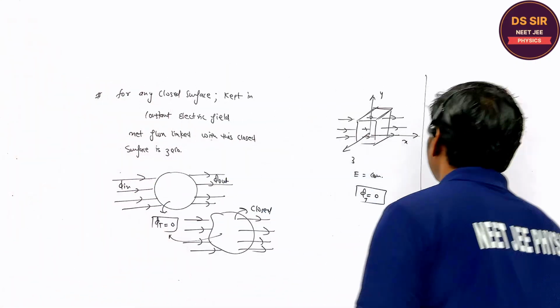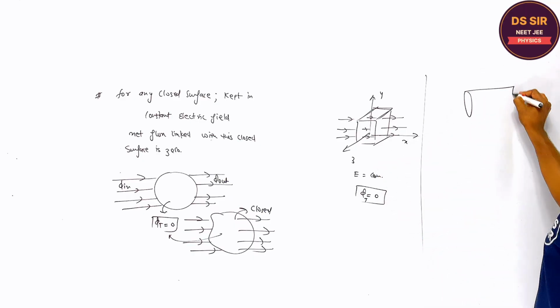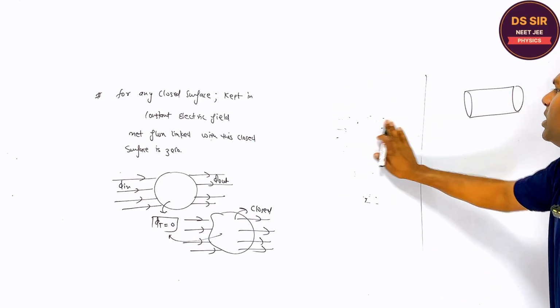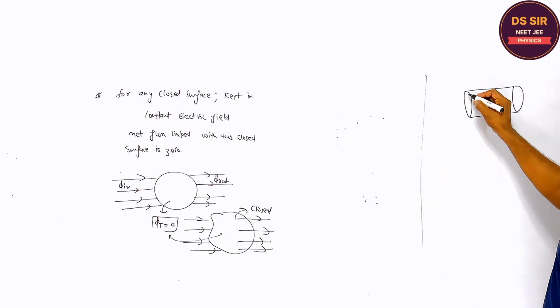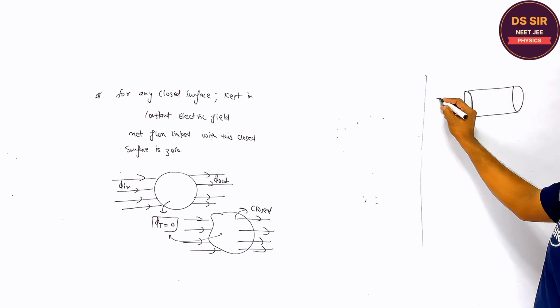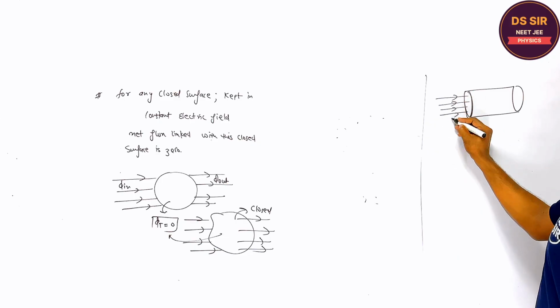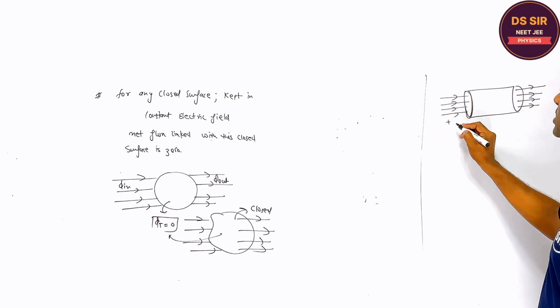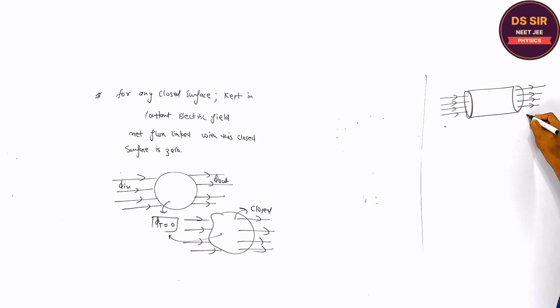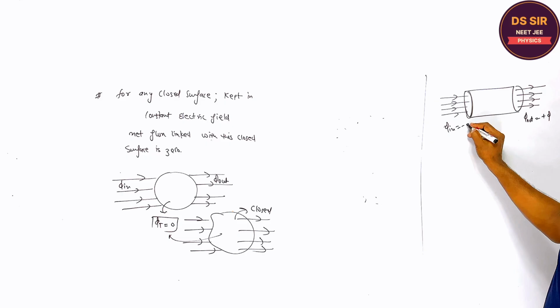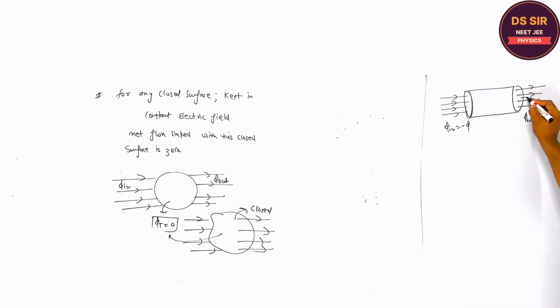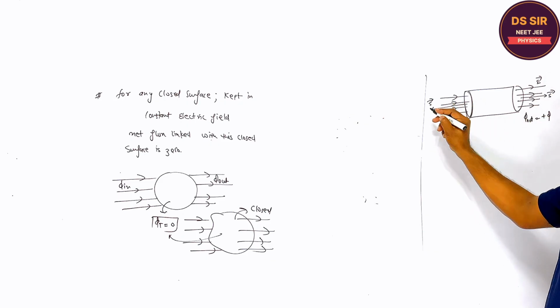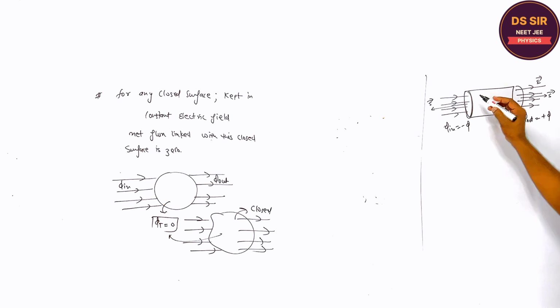For example, I am making the figure here. Suppose this is a cylinder, a closed cylinder, and the area is A. The flux that is entering here, the same flux is coming out from here. This is the outward flux, so the outward flux is supposed to be plus phi and the inward flux is say minus phi, because here the area vector is along the direction of the electric field, and here the area vector is opposite to the electric field. And this is the lateral surface.